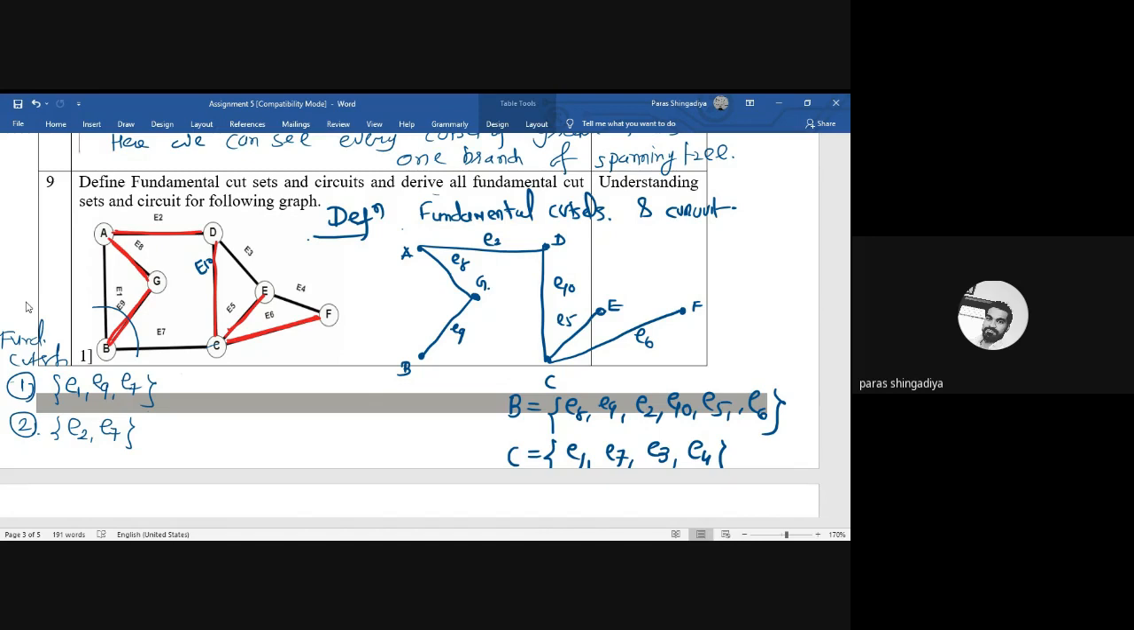Now the third one, consider E4, E6. F will be disconnected when we delete E4, E6. That is E4, that is E6, so delete from here. Where E6 is the branch and E4 is the chord.